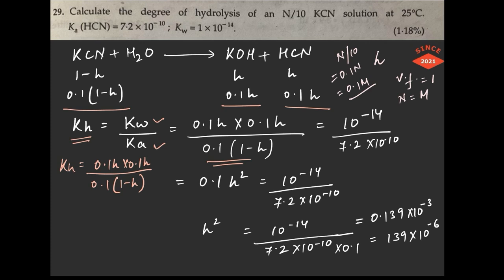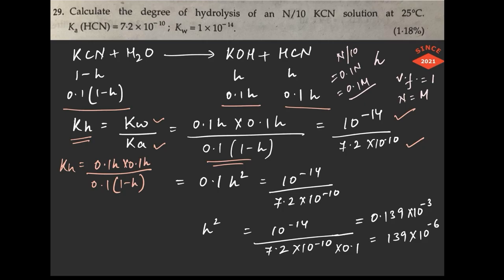The value of Kw is given as 10 to the power minus 14 and Ka is 7.2 into 10 to the power minus 10. So Kh is equal to Kw by Ka, which is equal to 0.1h into 0.1h divided by 0.1 multiplied by 1 minus h, and this is equal to 10 to the power minus 14 by 7.2 into 10 to the power minus 10, right?